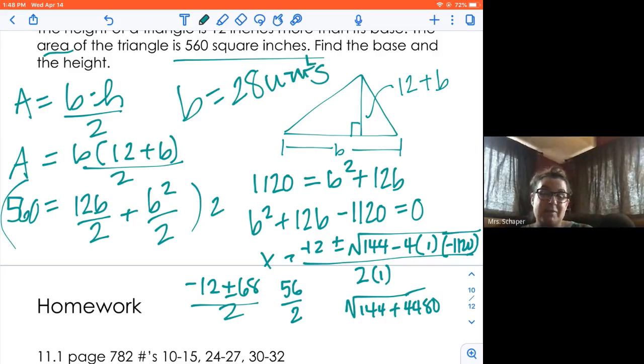All right, now the other number is going to give me a negative number, and I can't have that as our answer. So 28 units.